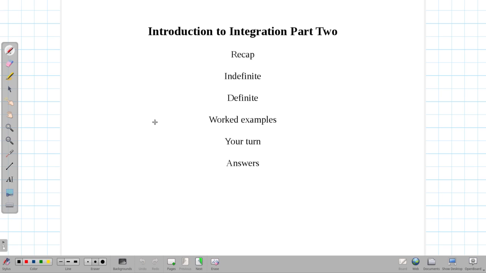Greetings again. In my previous video I did an introduction to integration. In this one I'm going to go a little bit deeper. I'm going to talk about indefinite integration and definite integration and the differences, and we'll do some worked examples, and then you're going to have a go at some, and then I'll work through the answers for you.